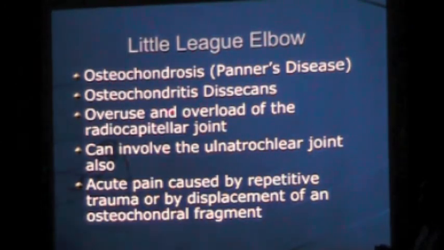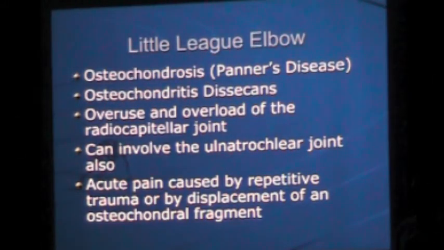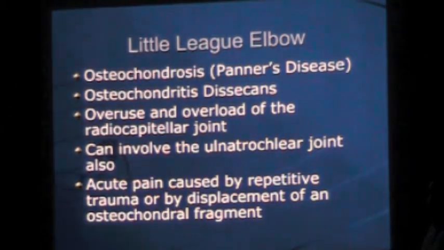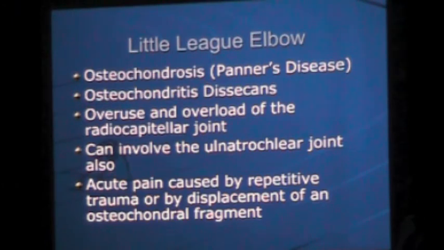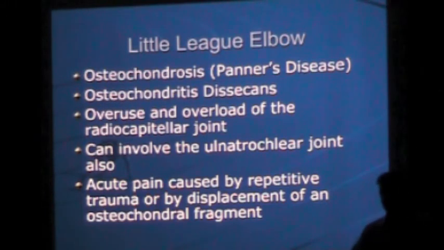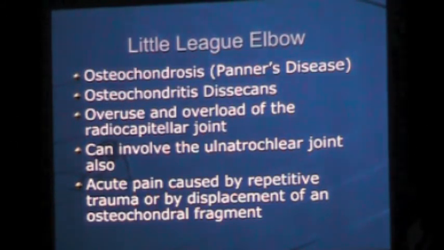However, when you start getting into the older kids and the teenagers, they can develop what's called osteochondritis dissecans, where they actually have fragmentation of the cartilage due to a vascularity issue. It's usually due to overuse and overloading of the radiocapitellar joint. It can involve the ulnar trochlear joint, and you can have a patient show up with acute pain in the elbow caused by repetitive trauma. Or sometimes these fragments can actually dislodge and float into the joint and cause a locking sensation or catching sensation in the elbow.